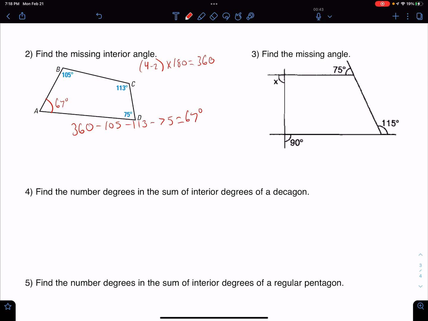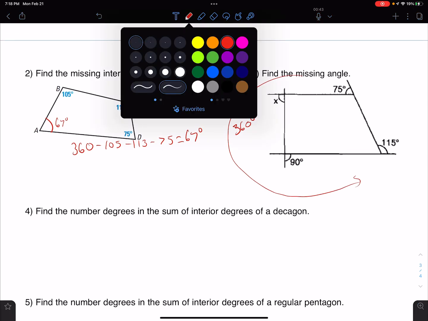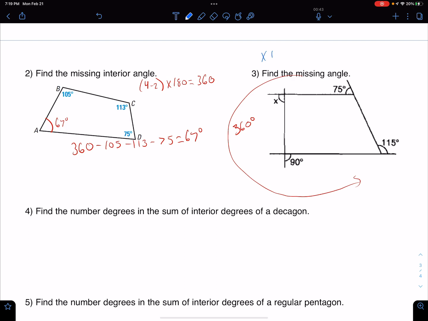Okay, this one says find the missing angle. I know that all the angles added together are 360 degrees. So to find the missing angle, I'm going to say x plus 75 plus 90 plus 115 equals 360. Then I'll simply add those together. So 75 plus 90 plus 115 is equal to 280. So x plus 280 equals 360. So subtract 280. So I know x is just equal to 80.